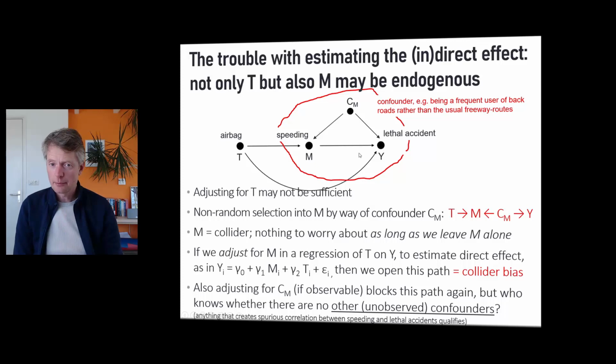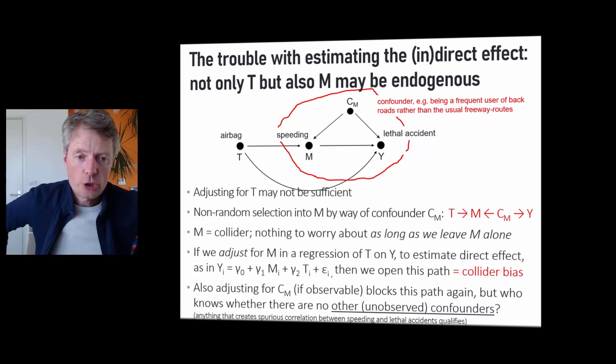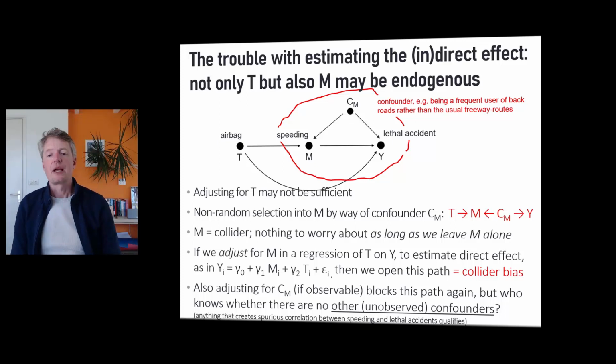Normally we don't need to worry about this confounder, but now we are actually adjusting for M, right? M is a collider, but as we learned, if we adjust for M, we open this path here. Airbags and those confounders become related actually when adjusting for speeding. And then we're in trouble, right? Because we open this non-causal path.